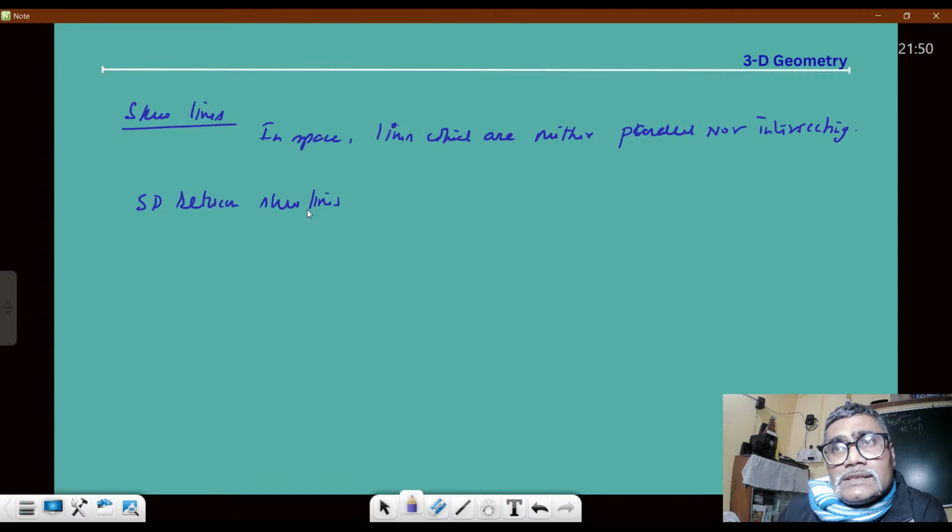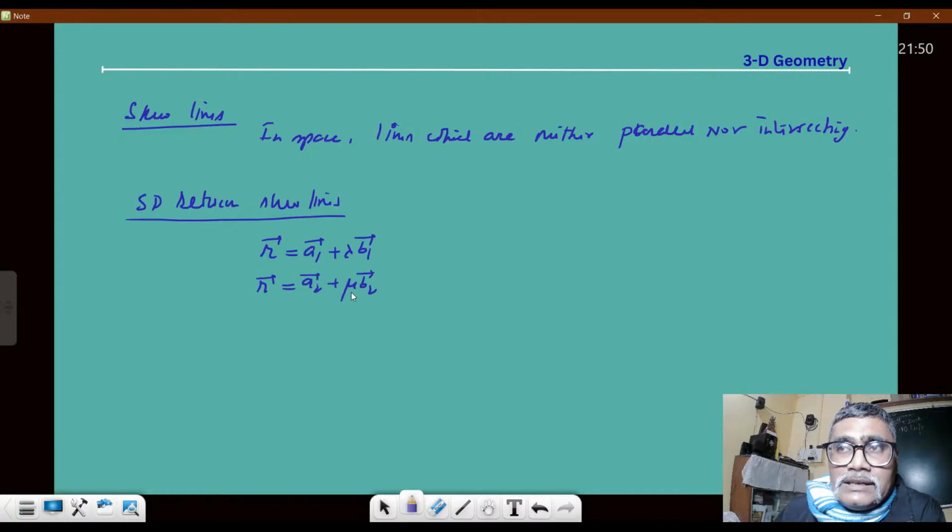Two lines are skew lines when they are neither parallel nor intersecting. Let me consider two lines, r equal to a1 plus lambda b1, this is one line, and r equal to a2 plus mu b2, another line. I want to find the shortest distance, d.